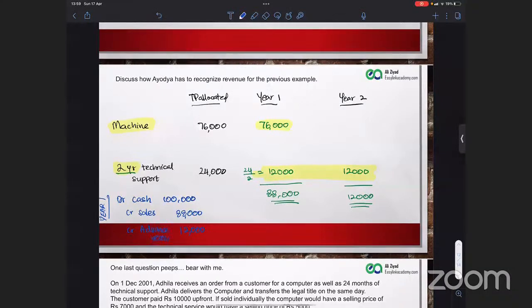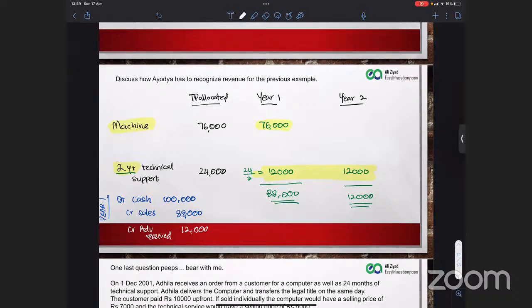It is prepaid. Guys, is this visible? Blue font in black color. Sorry, red color. Then remainder will be credited to advance received account, 12,000. So this is how you record.